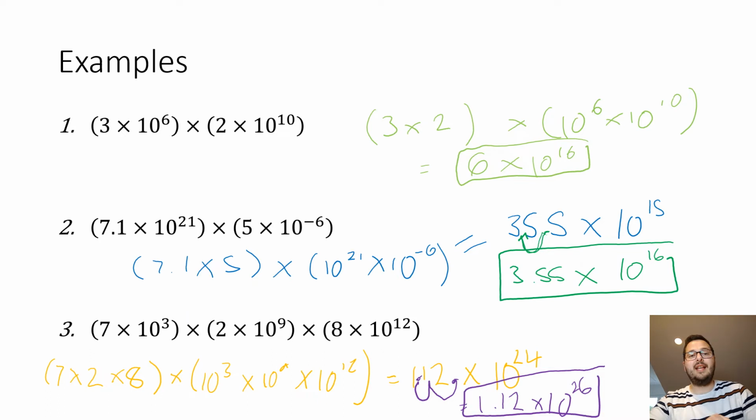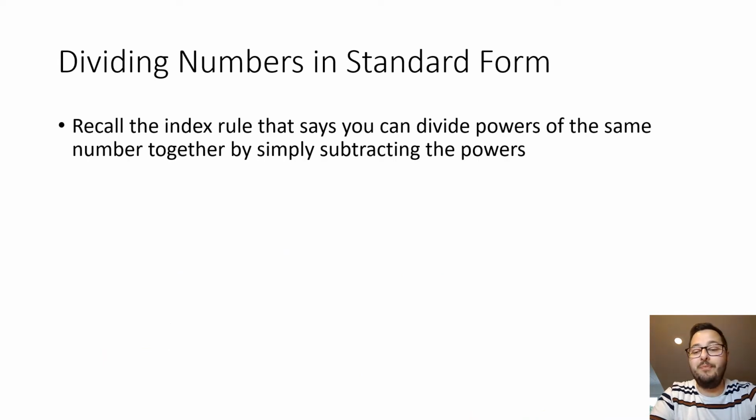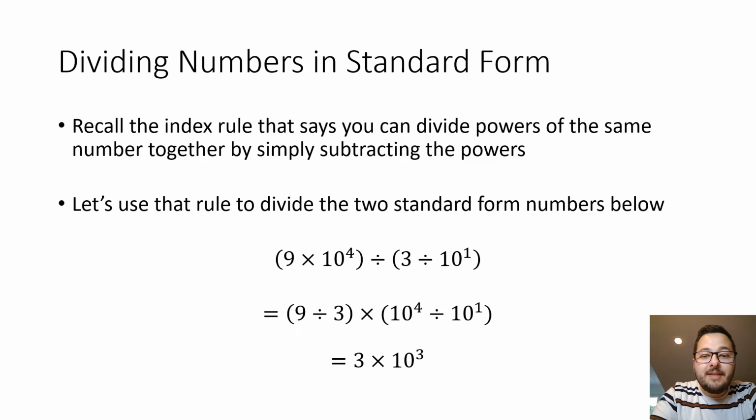Okay, so those are times in standard form numbers together. Now let's have a look at dividing numbers in standard form. So we'll remember the other index rule now that says you can divide powers of the same number together by simply subtracting the powers. Okay, so let's just use a rule to do this.